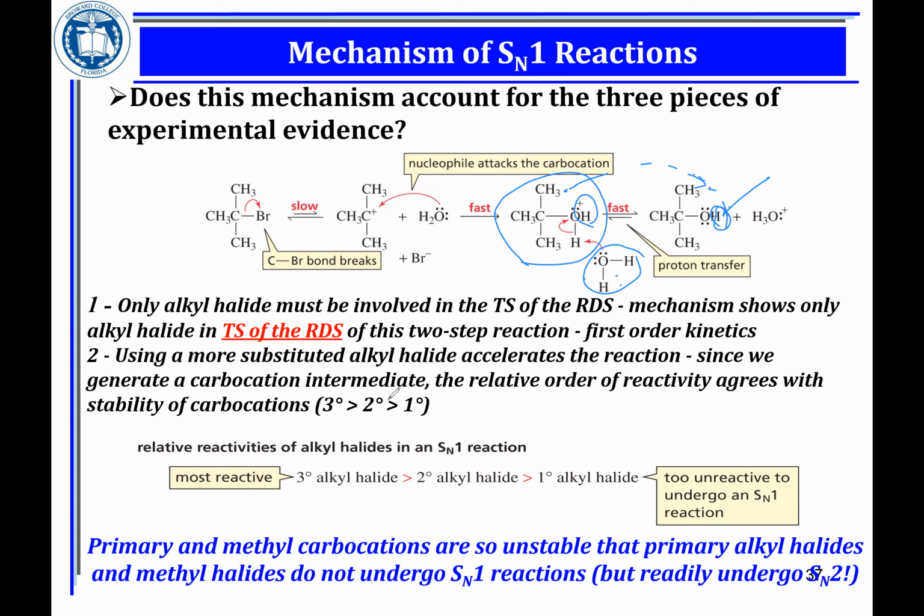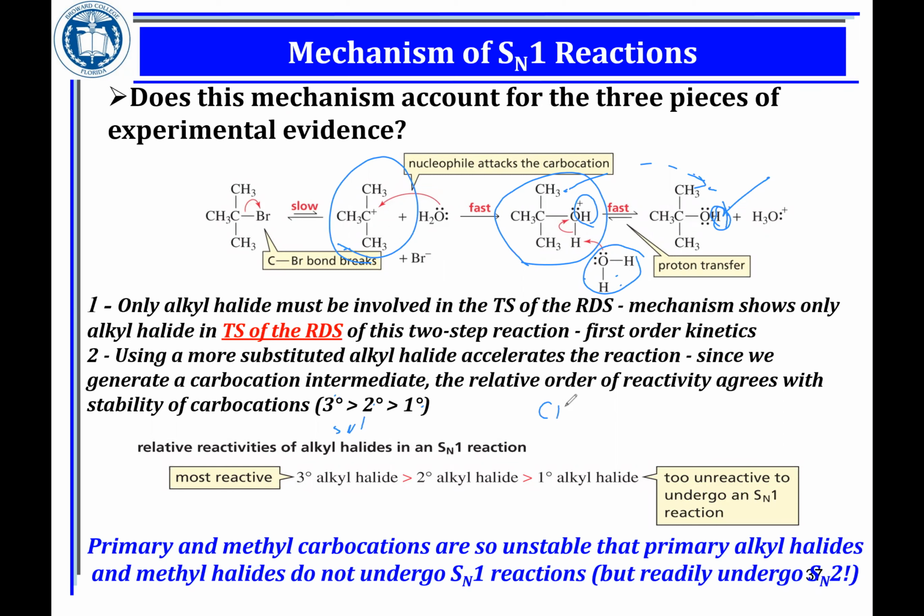So the order of this reaction is first order based on the kinetics, or the rate of the reaction, which only depends on the concentration of the alkyl halide. And the more stable the intermediate, the faster the reaction, because a tertiary carbocation forms faster than secondary, and secondary forms faster than primary. As a result, a tertiary alkyl halide would react much faster via SN1 compared to the secondary, compared to the primary.